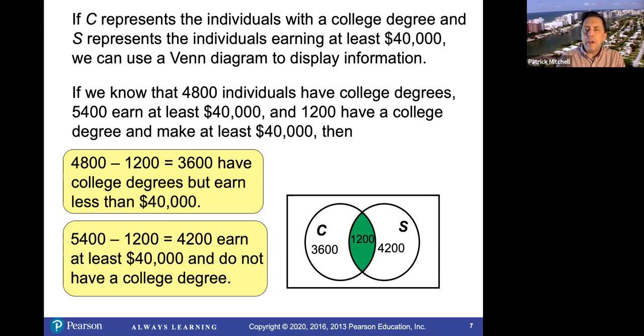And this is also a good place to check your work. Notice the 1,200 right in the middle, that's the intersection. And then 3,600 plus 1,200 is 4,800. We know that there are 4,800 elements in set C. 1,200 plus 4,200 is 5,400. We know there are that many people in set S.